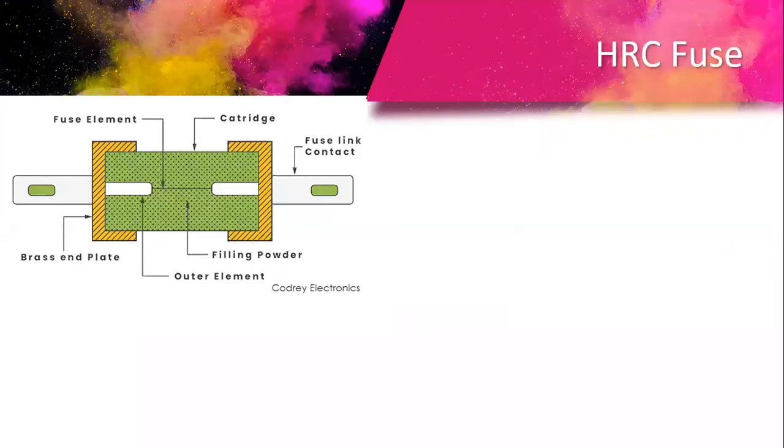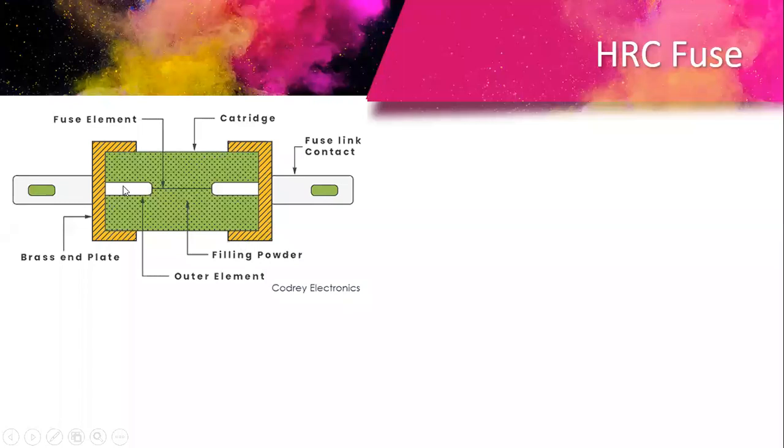Now, you have already seen the HRC fuse in LT fuses, low voltage fuses. Already you have drawn this also in your drawing sheet. Now what does it contain? It contains one glass or porcelain cartridge fuse, the insulating material. At both ends, brass end plates are fitted to it.